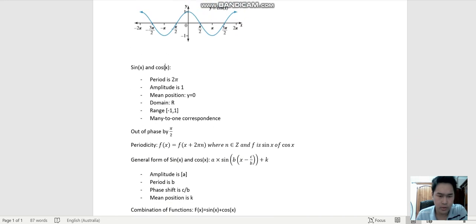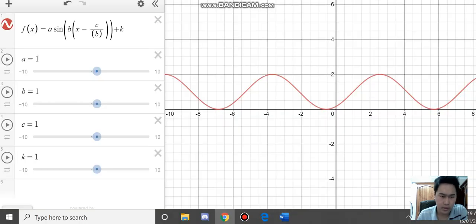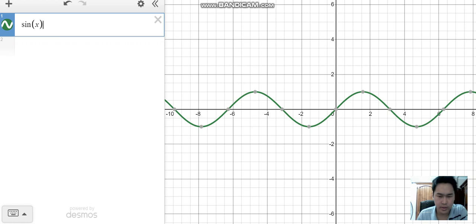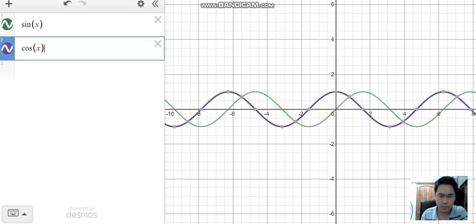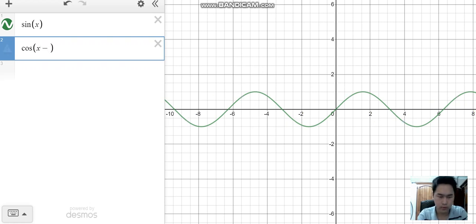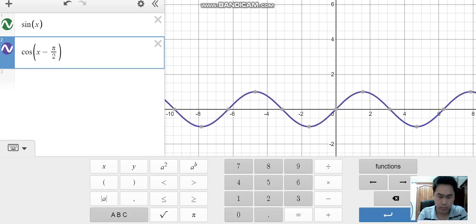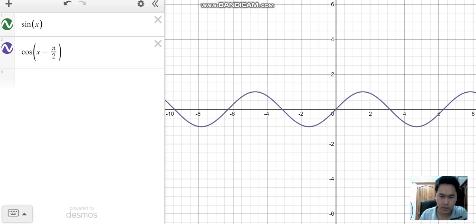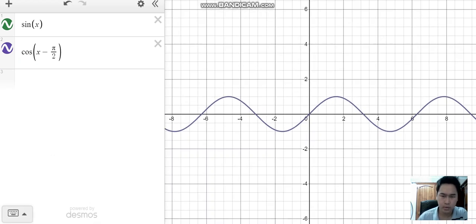Alright, so this is just sine and cos of x in their easiest forms. If you go into Desmos here, this is sine of x like that. This is cos of x. And if I shift this negative, you see these functions become the exact same, and they have infinitely many solutions.